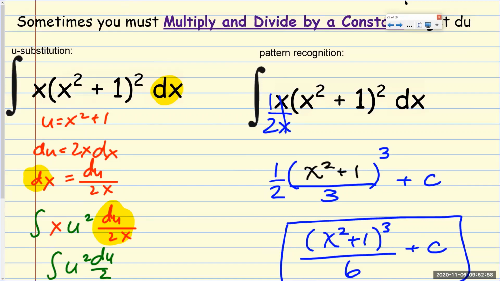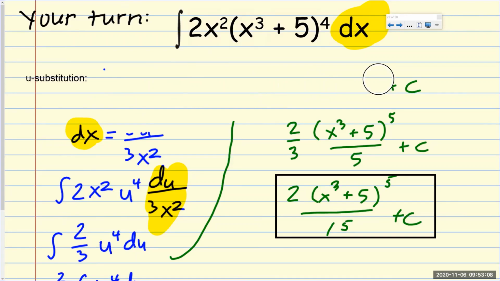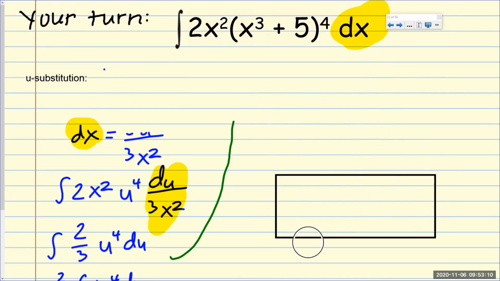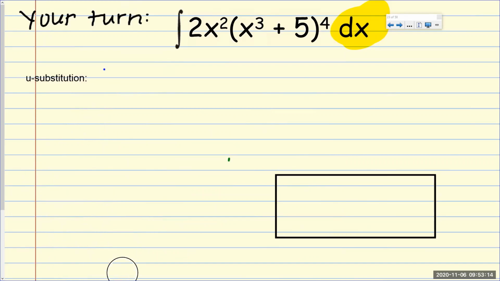Okay, let's skip this problem. I want to go to the next one, and then if you have time, we'll go back to this one. Okay, let's go to this one. This one's a little bit more fun. All right. What is your u in this problem going to be? Okay, so go ahead and write it. See if you can take this as far as you can without me. Okay, do your u, take the derivative, solve for dx.